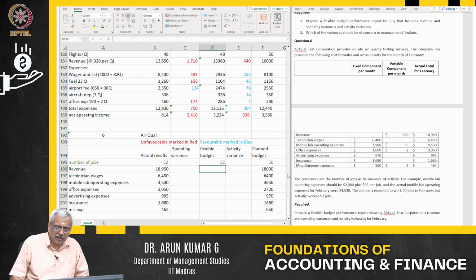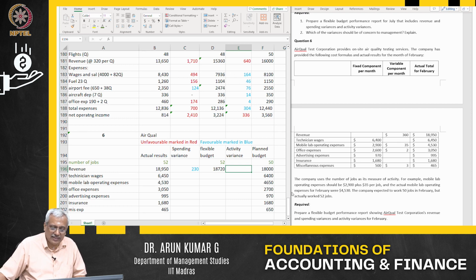Now let us look at the flexible budget part. Flexible budget is going to be 360 into the number of jobs; this is the revenue that I should have earned. Now let us look at all these activities. I have earned more revenue than I should have earned. So what happens? Favorable in this case. My revenue is favorable. My activity is 52 in this case. So I have estimated to earn more than what it is. So my activity is also favorable to me because I have earned more in this activity.